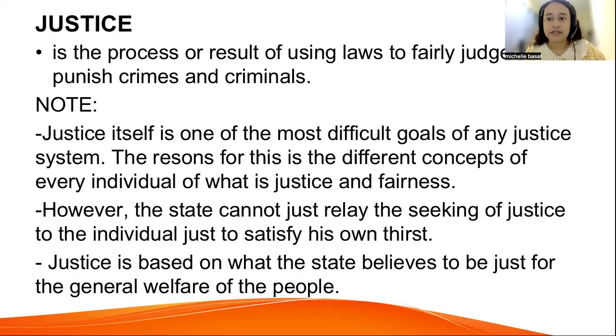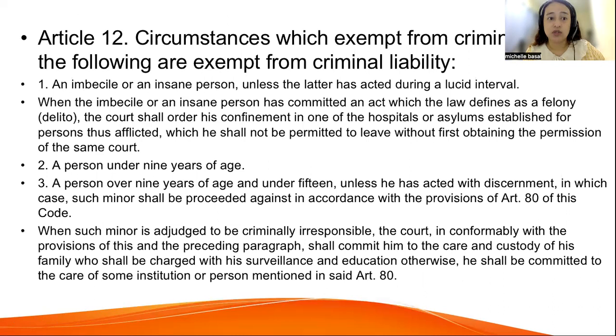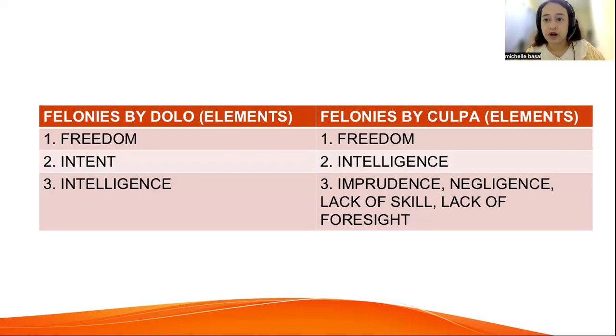First, let's discuss dolo. What is dolo? Dolo are those felonies which are intentional. So consider this intentional felonies, and the elements of dolo include freedom, intent, intelligence. These three must always be present to hold a person liable for the commission or omission of a crime. So freedom, the person who committed a punishable act or omission must have committed the same with freedom.